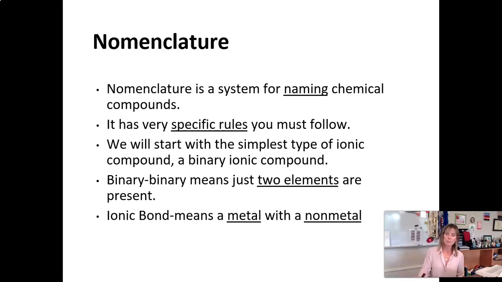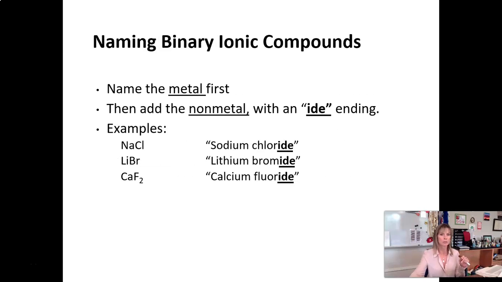You start with the simplest type of ionic compound, a binary ionic compound. Binary just means 2 elements. It means there's going to be 2 elements in that compound. An ionic bond is always between a metal and a nonmetal, so it could be a binary compound, could be others, but we're going to learn binary first.